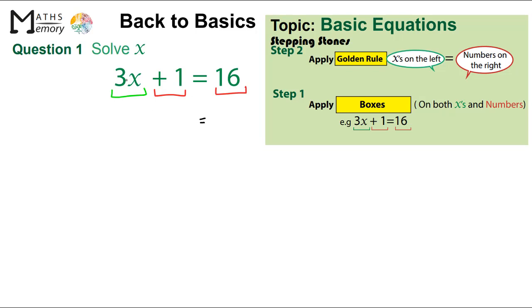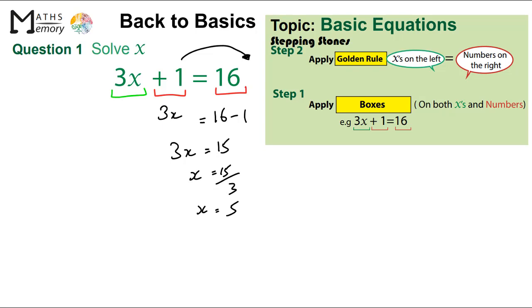So this 3x we like on the left hand side, the +1, if you want to shift over here, it'll become a -1 by the way, because the number goes on the right. 16, we like its number on the right hand side. 3x equals 16 minus 1. So 3x equals simply 15. X would be 15 over 3, because the opposite of times is divide. And then we simply see how many 3's are in 15. It'll be 5. X is equal to 5.